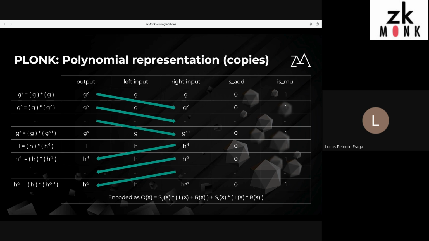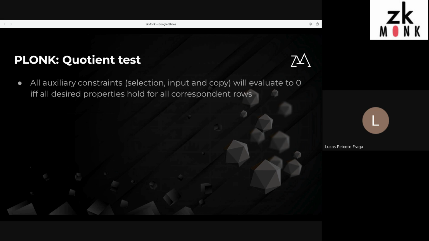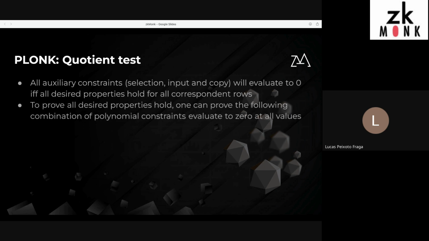And finally, we can define all these constraints as polynomials that will evaluate to 0 if the desired properties hold. Okay, so all polynomials should look like this. They should be equal to 0 if the property is correct. And to prove that all these properties hold, we should prove that these polynomials are equal to 0. And we can prove that all polynomials are equal to 0 at the same time if we define a combination polynomial.